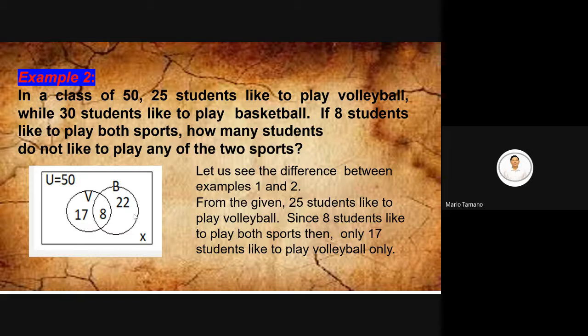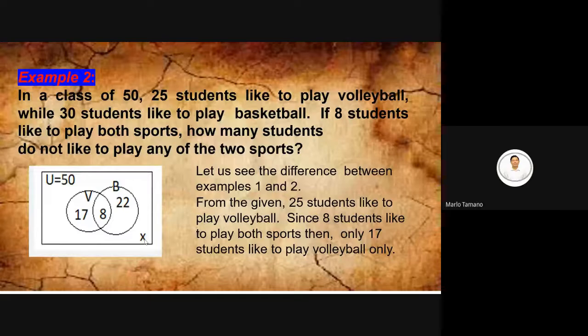plus 17 plus 8. What is the total? 47 po. Now, 47, 50 minus 47, alam na natin ang sagot. Okay? So, how many students do not like to play any of the two sports? It's 3. Tatlo. Tama?